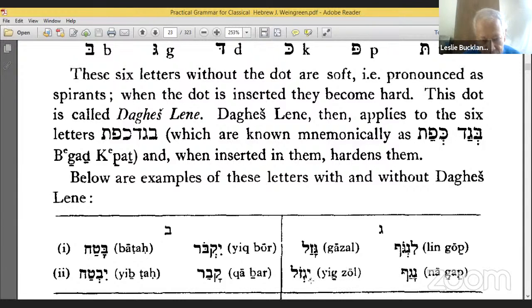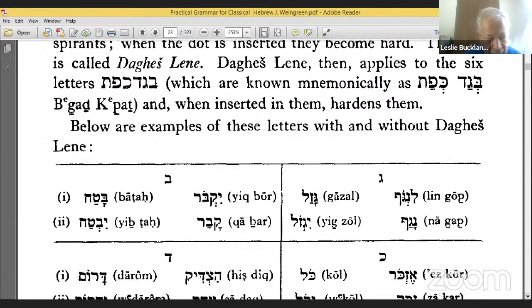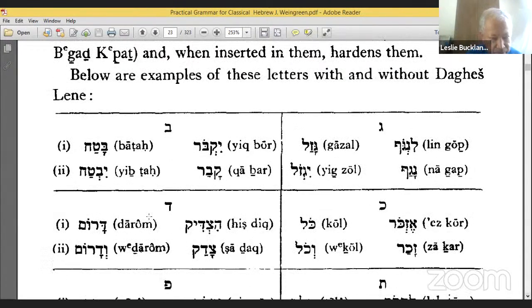However, when there is a vowel before the Gimel, you don't put the Dagesh Lenny in it. Let's look at another example. Notice that this has Dagesh Lenny in this letter Daleth. It begins the syllable at the beginning of the word. It also begins a syllable in the middle of the word.